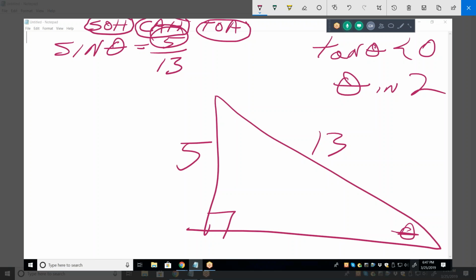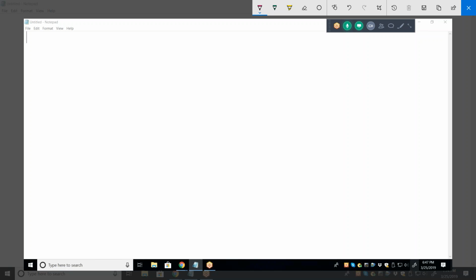Hypotenuse next, 13. What's the bottom? 12. And the rest of it you know how to do. Okay. What else? Okay. So this one is y equals negative 3/4 x and x is less than 0.